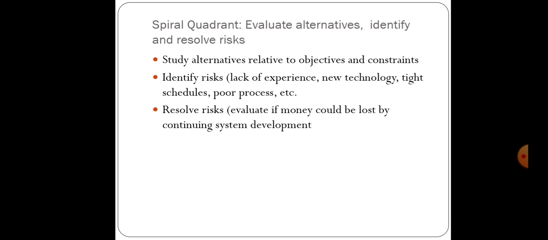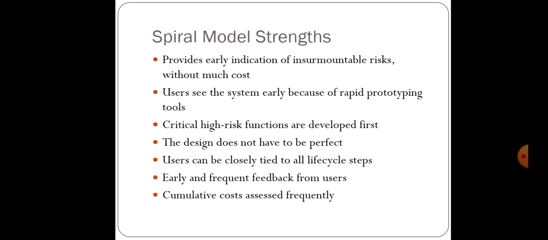Next quadrant talks about the evaluation of the alternatives and identifying and resolving the risks. So you have to study the alternatives and identify the risk. Maybe there is lack of experience, or people are not aware of the technology that is to be used in developing the project. The schedule is too tight, resources are not there. So you have to identify the risk and try to resolve them at an earlier stage.